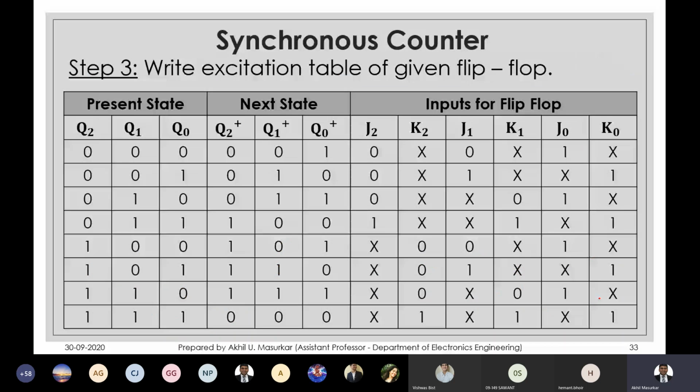Since there are 3 outputs, n is equal to 3, there will be 3 present states and 3 next states. Q2 plus is the next state of Q2. Q1 plus is the next state of Q1. Q0 plus is the next state of Q0. Now I will see what this combination 0 and 0 gives. For that, J2 is going to be 0.